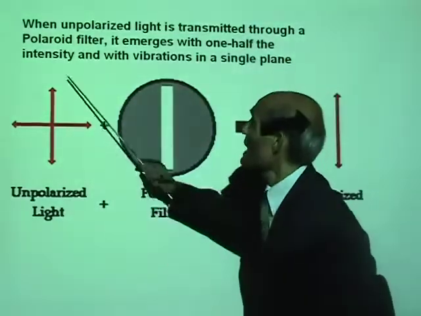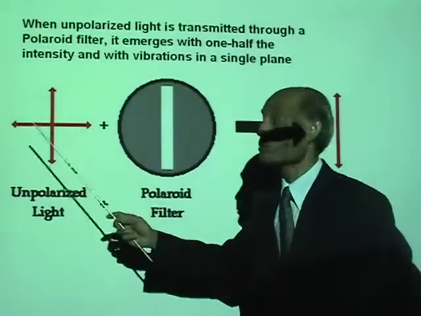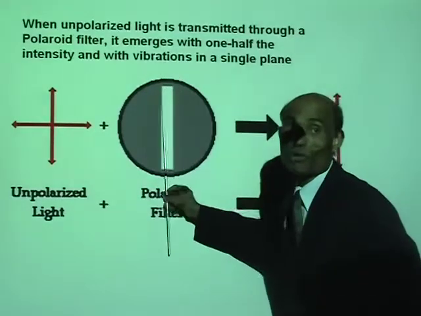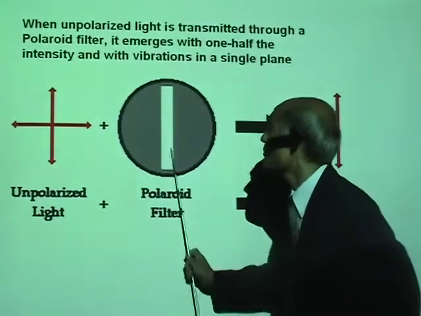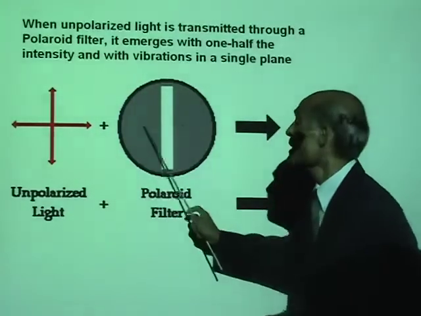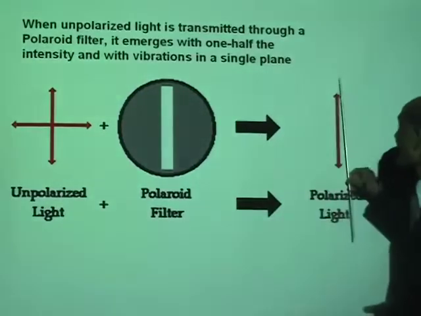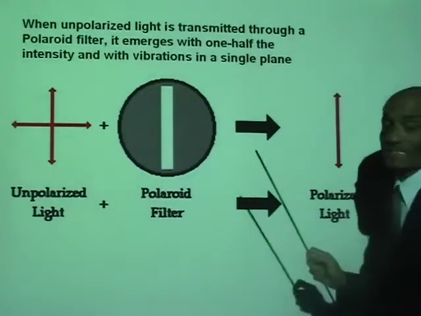Now here I have the unpolarized light, which has vertical and horizontal vibrations. And this is the Polaroid filter. It will allow only vertical vibrations to pass through. It will cut off all horizontal vibrations. You can see what comes out is vertically polarized light.